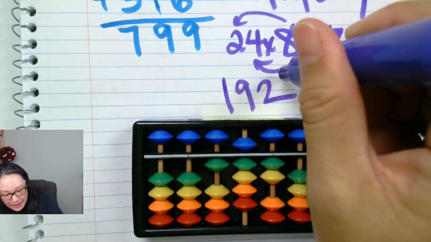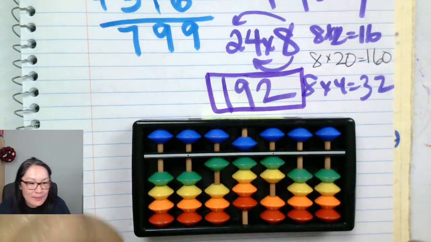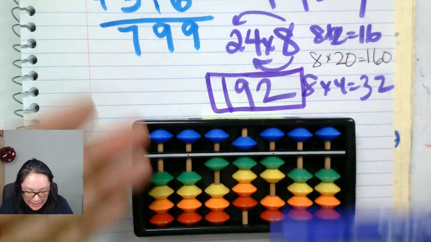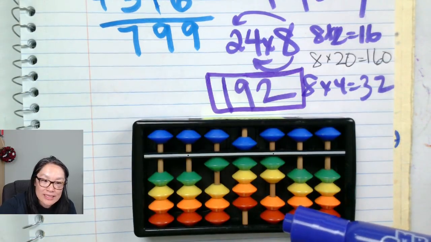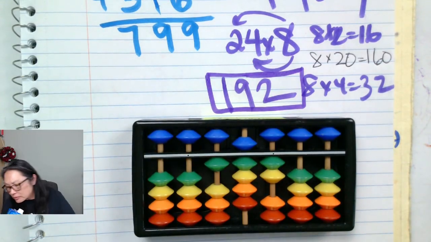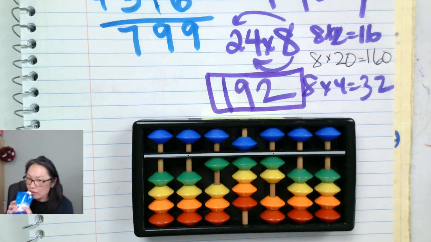So what's my answer? My answer is 192. Does that make sense? So what we're trying to do is the abacus shows it for you. The abacus helps you track your numbers.